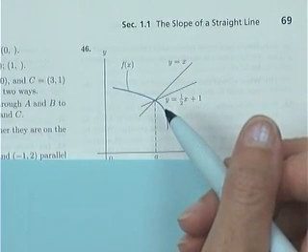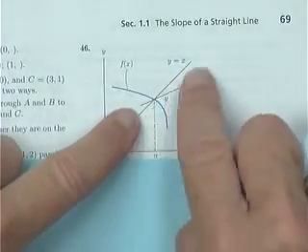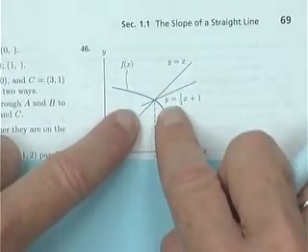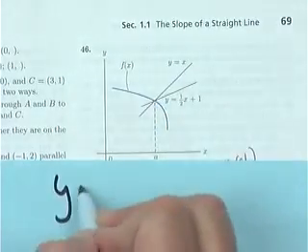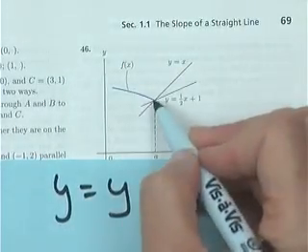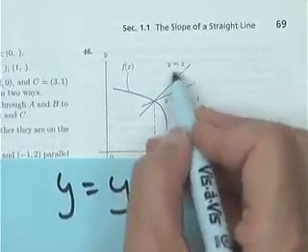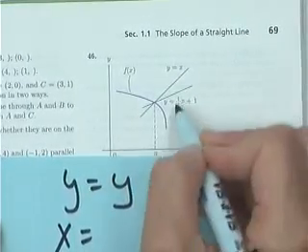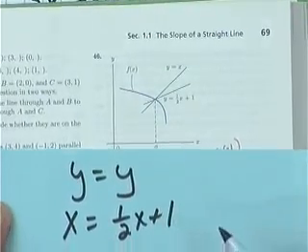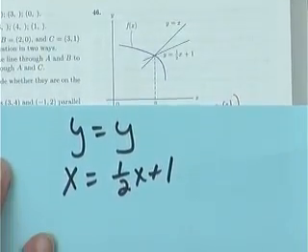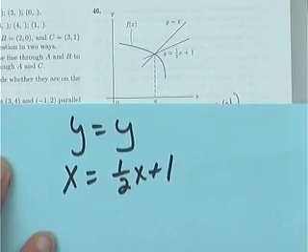Set the two y's equal to each other. Right, you're really looking at the point of intersection of two straight lines, and where they intersect, the y's have to be equal to each other at that point. So one y is x, and the other y is 1/2 x plus 1. Just using a substitution method. Set the two equations equal to each other.